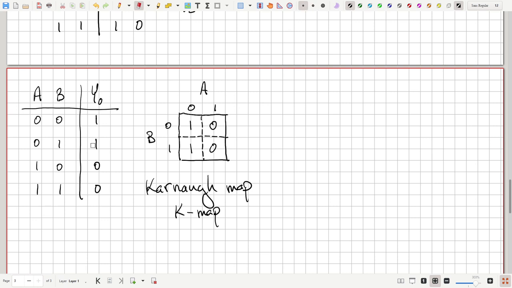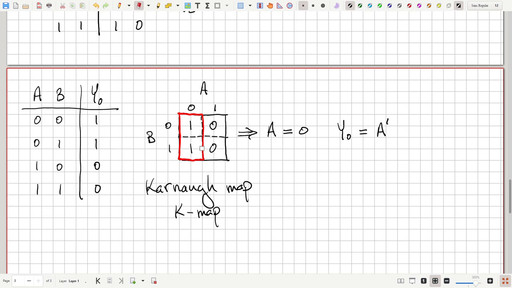Now you can see the nice thing about this is that I can see blocks now. Here are all these ones contained in this block. And what is that block? Well, that block corresponds to A is equal to 0. So I can see that that logic function corresponds to when A is equal to 0, Y0 is equal to 1. That would mean that Y0 would be not A, the inverse of A. Right? If A is 0, then Y0 is 1. If A is 1, then Y0 is 0.